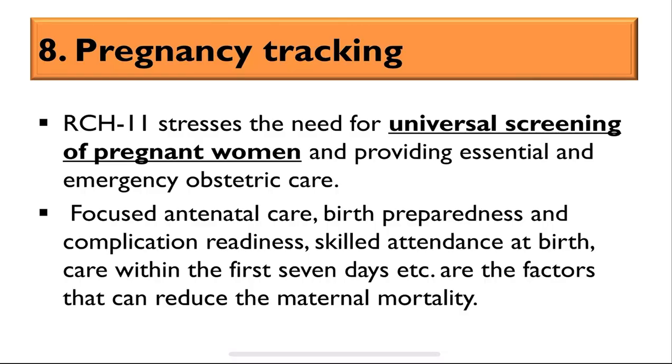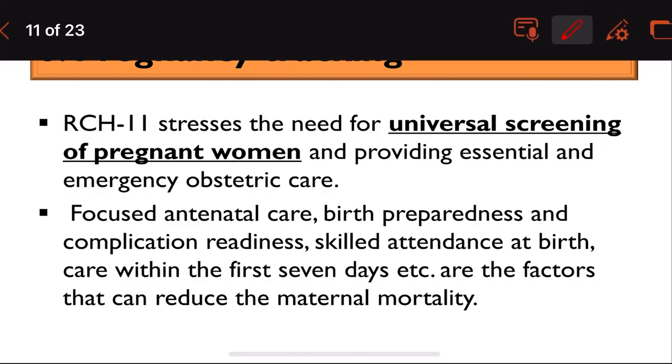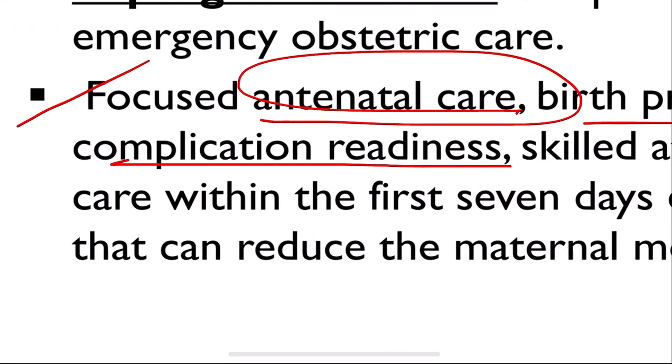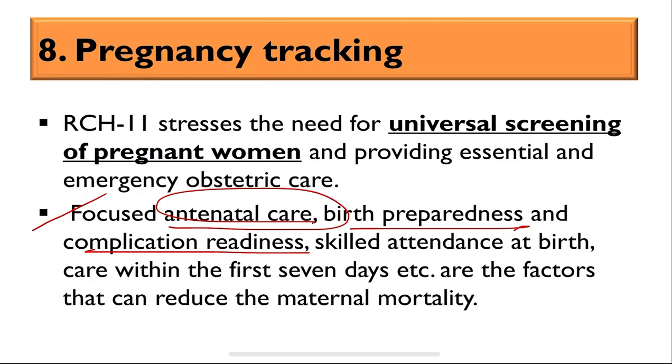Followed by pregnancy tracking. RCH phase 2 stresses the need for universal screening of pregnant women and providing essential and emergency obstetric care. Along with it, focused antenatal care, birth preparedness, and complication readiness. If any complication arises, we should all be prepared and ready.